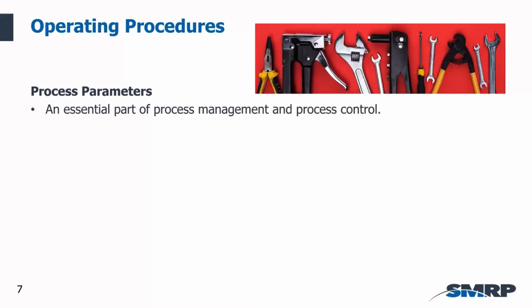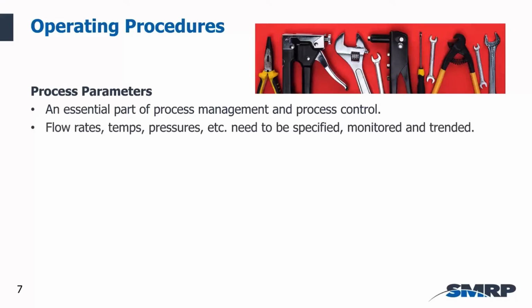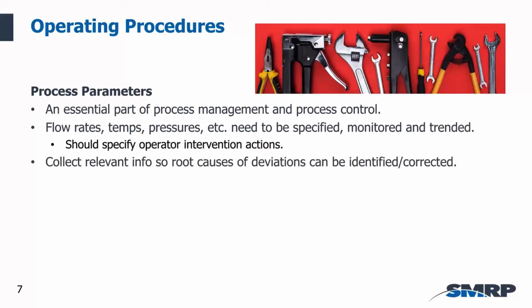Next is process parameters. It's an essential part of the process management and control process: things like flow rates, temperatures, pressures, and so forth. These are the things that need to be specified, monitored, and trended. It should specify operator intervention actions as well. So if temperatures or flow rates or pressures are off, what is it that an operator should do? We want to be able to collect relevant information so that root causes of deviations can be identified and corrected.